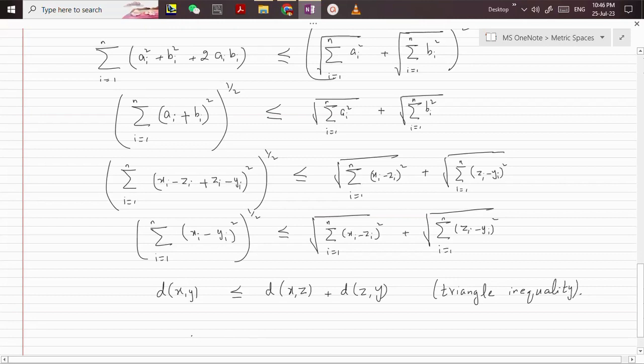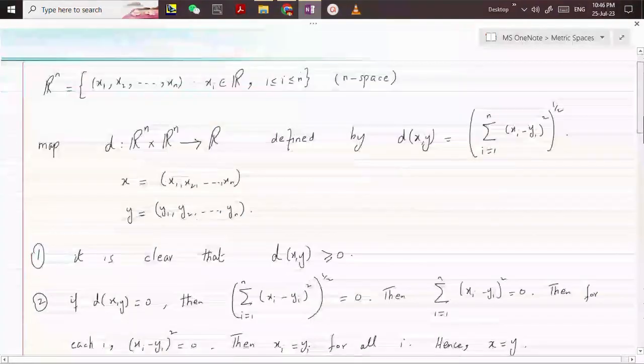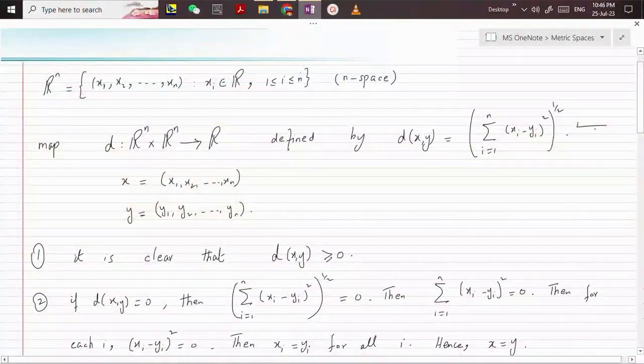So D is a metric. D is a metric on Rn. And here you must remember that D is the Euclidean metric. This definition is the definition of the Euclidean metric for the n space, for Rn.